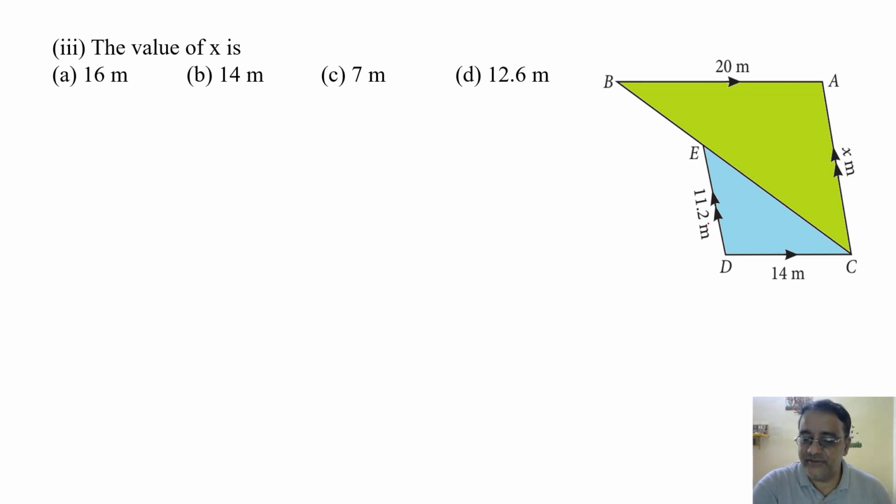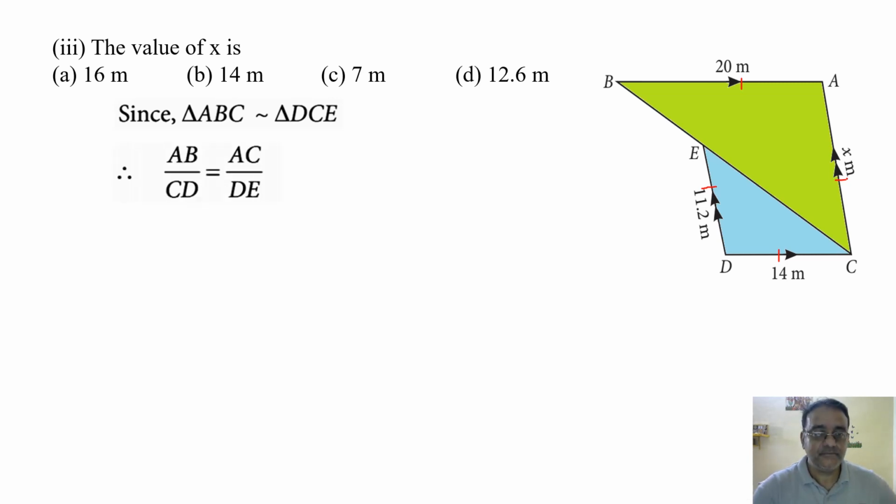So how do we have to find it? We have to take the ratio of the corresponding sides. The two triangles are similar, just now we have proved it by AA similarity. So look carefully: the corresponding side of AB will be CD, and the corresponding side of DE will be AC. So what we are going to get is AB upon CD is equal to AC upon DE. This is clear? Yes, sir. Right.